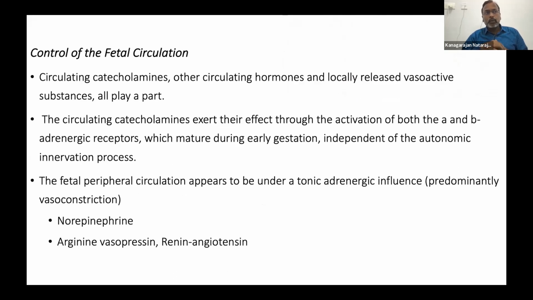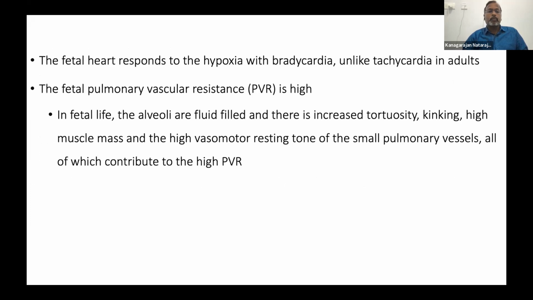Now, we have a few things about how this fetal circulation is controlled. Basically, it is controlled by the circulating catecholamines. Then locally released vasoactive substances all play a part. So we know that the catecholamines exert activation of both alpha and beta adrenergic receptors, but they say that most of the time the fetal peripheral circulation is always a little constricted. That is a tonic adrenergic influence. Predominantly, they are in a state of vasoconstriction by means of norepinephrine, arginine vasopressin, and the renin-angiotensin system.